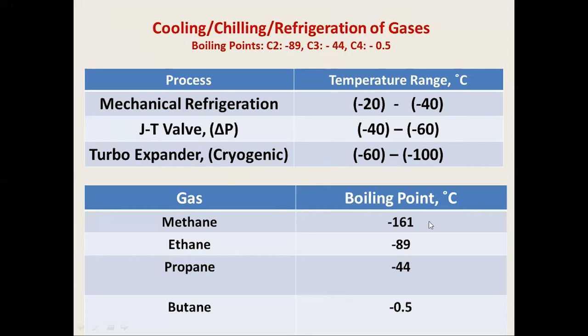Okay. And as you see here, methane is minus 161. So one turbo expander, getting the temperature down to minus 100, is not good enough to get the methane liquefied. So the methane is still in the vapor phase. But with the turbo expander, the ethane can be liquefied because it can get down to minus 100. For sure, propane with the turbo expander will be liquefied. For sure, the butane and heavier hydrocarbons.